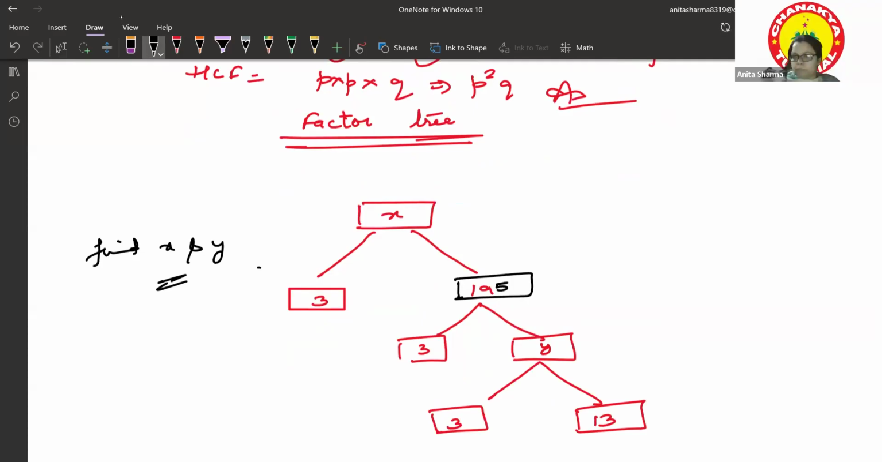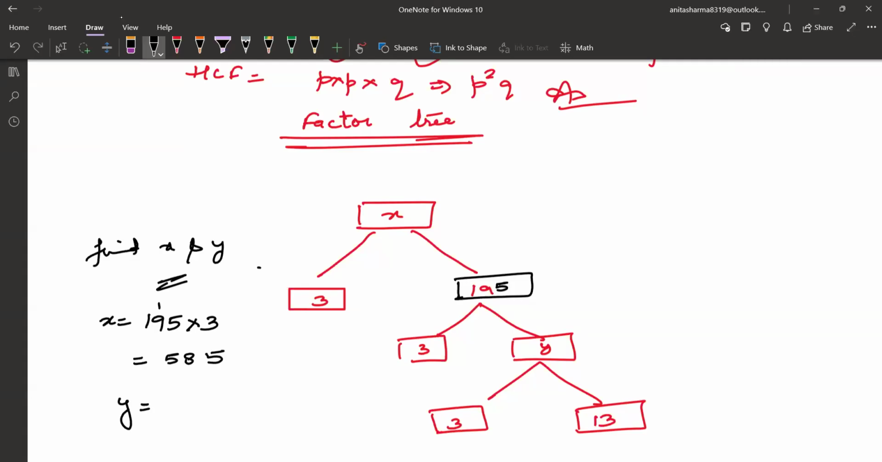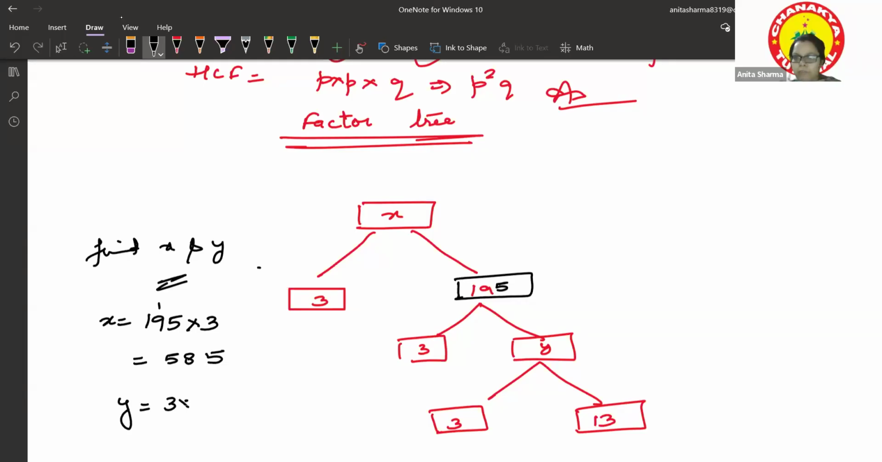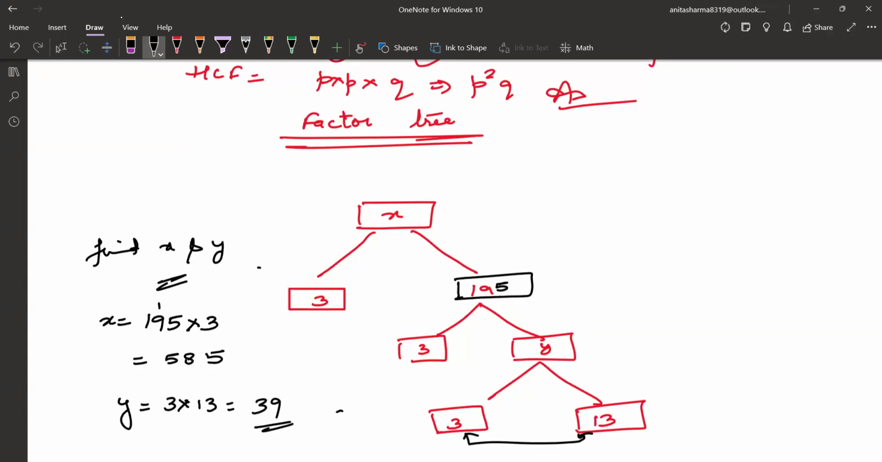So how we will find it? Bhavna, how will we find it? Ma'am, for finding X, we have to multiply 195 and 3, ma'am. Yes, because these two are the factors. So 195 into 3. 3 fives are 15, 3 nines are 27 and 1 is 28, 3 ones are 3 and 2 is 5. And then value of Y will be? Ma'am, for Y value, we have to divide 195 by 3. Yeah, 195 by 3, or you can do one more thing. You can multiply these two factors, 3 and 13, right, beta? Yes, ma'am. So 39 will be the answer.